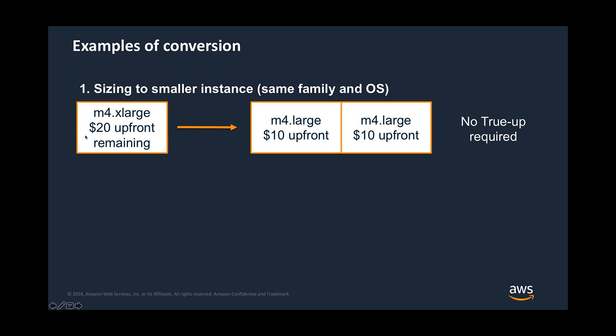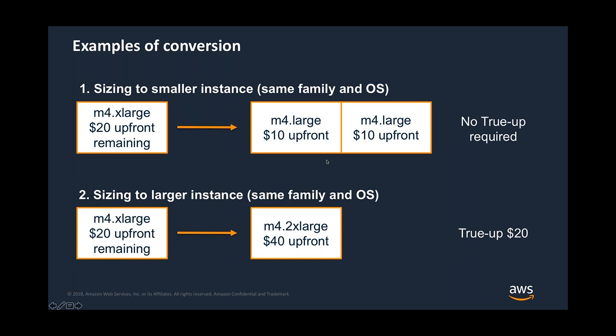How that works is we look at the upfront cost of the convertible reserved instance at the time of your procurement, and we compare it to the new upfront cost of these two. And if there's a delta, you're charged a true up. In this case, no true up cost.